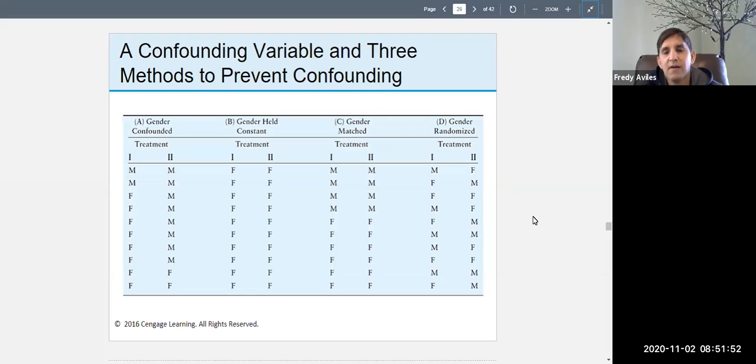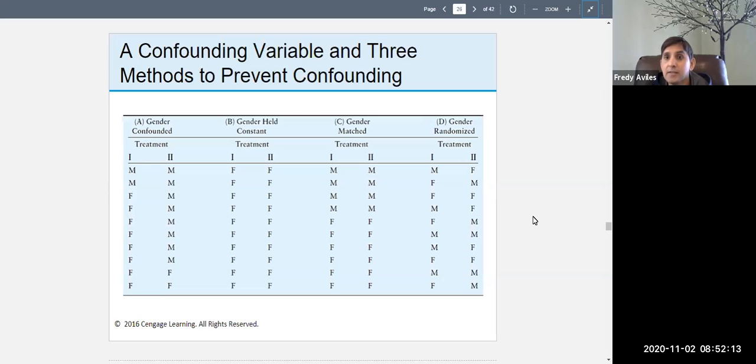And D, we have gender randomized. So you assign males and females randomly to the conditions. Treatment 1, first it was a male, then a female, male, and it was random. Same thing for treatment 2. And just by chance, you should get about the same number of males and females in each group.